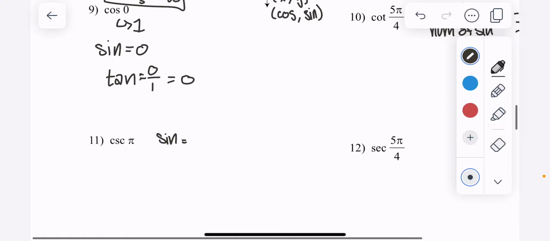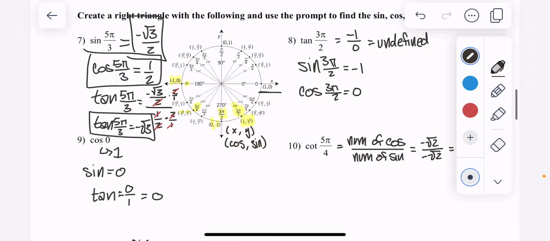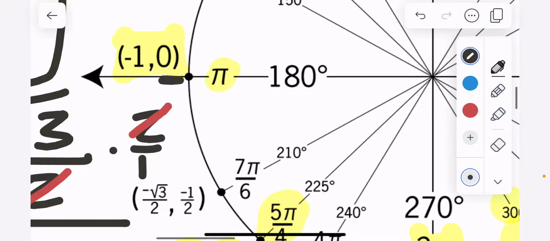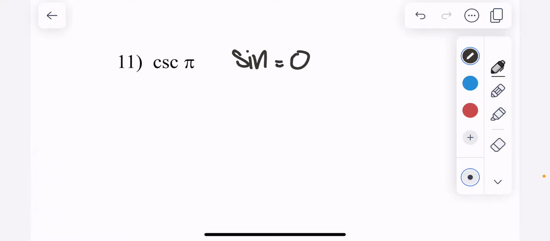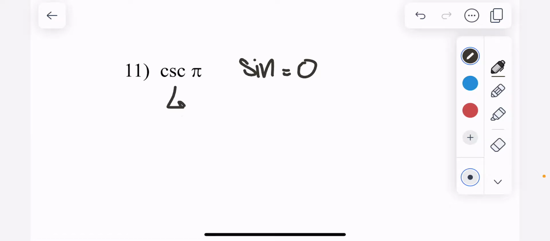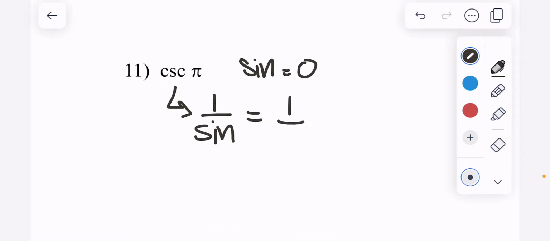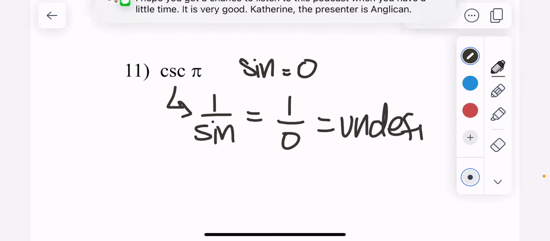So sine of pi is 0. We can see that my y value here is 0. So the sine of pi is 0. So the cosecant of pi is going to be 1 over sine. We said we can write this two ways. One way is 1 over sine. The other is as the reciprocal of sine. Well, in this case, sine is just 0, so it's easier just to do 1 over sine. And once again, we get undefined because I can't divide by 0.